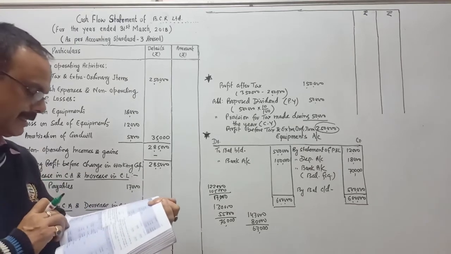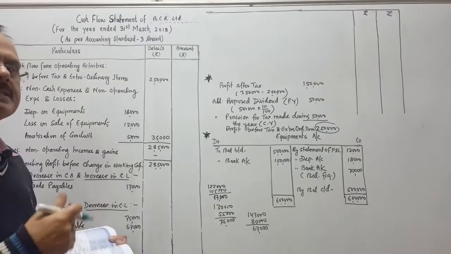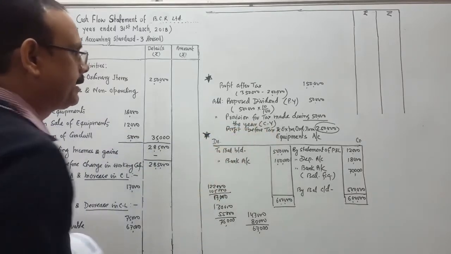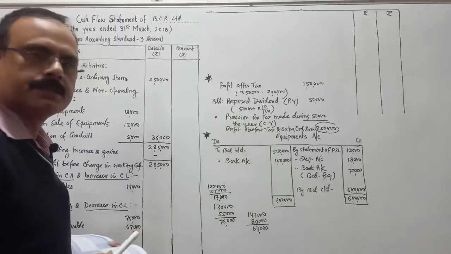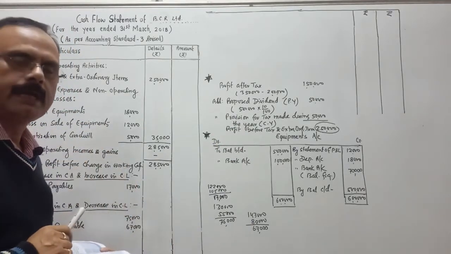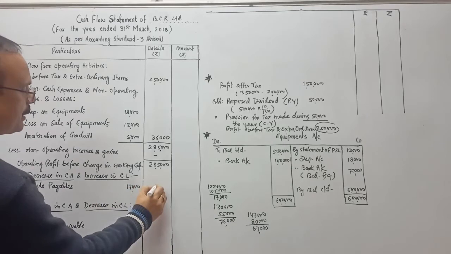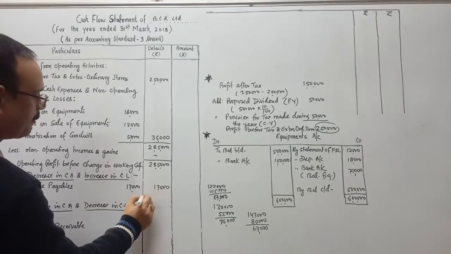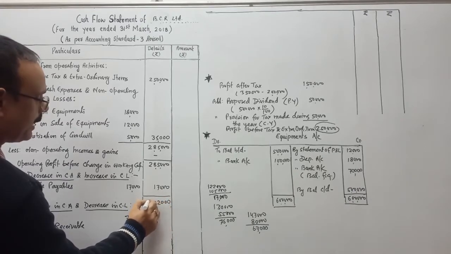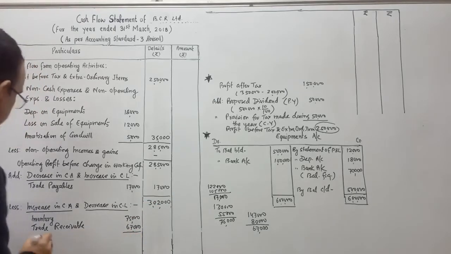Thereafter, another current liability is short-term provision, and under it there is a provision for tax. The provision for tax will be treated in a different manner. Here we have added the provision for tax for the current year to know the profit before tax, and the provision for tax paid during the year will be deducted at the bottom under the operating activities. So we will add 17,000. After addition, the figure is 3,02,000.